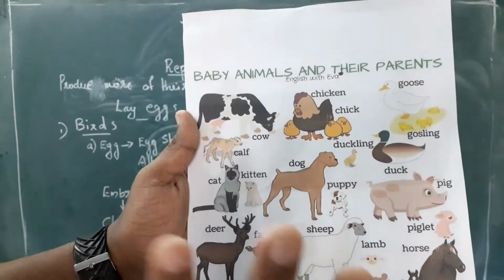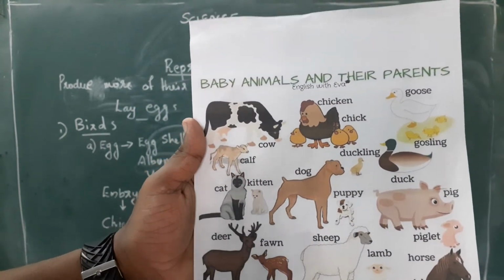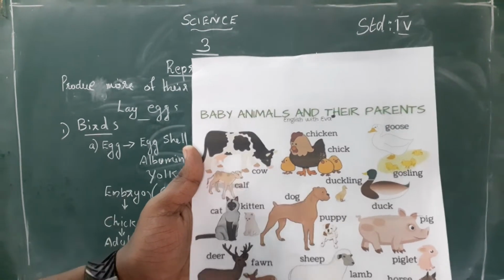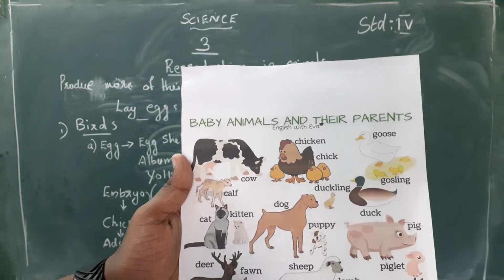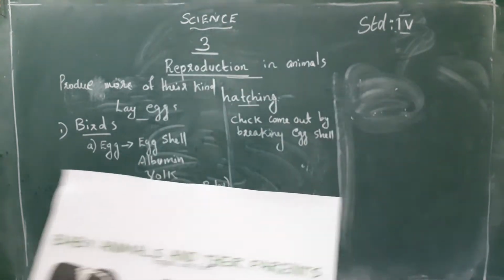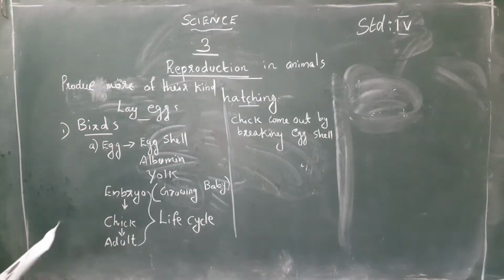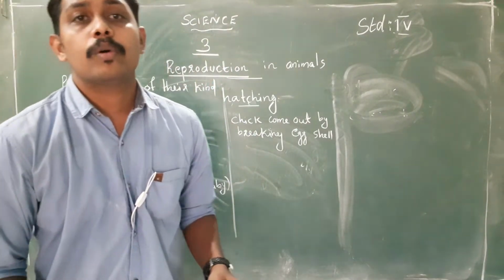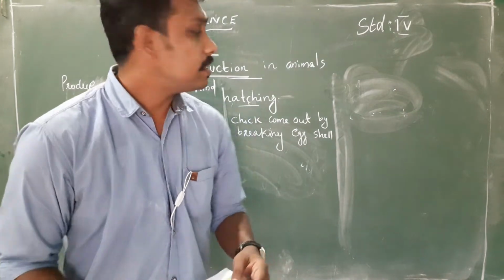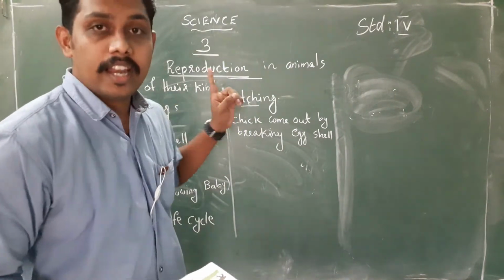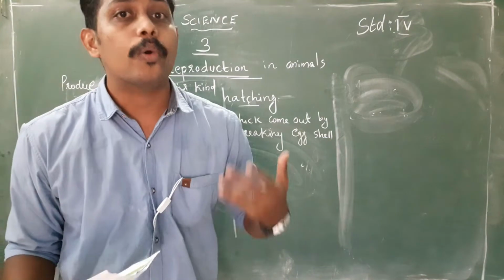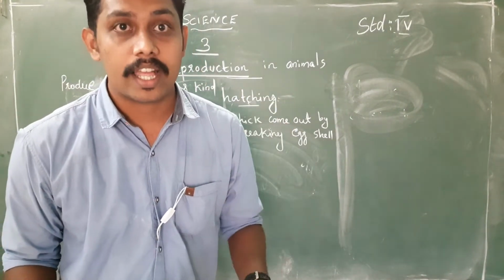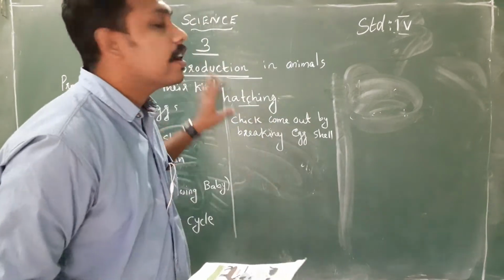Every animal has the ability to produce its young ones, isn't it? So today we are discussing this. What is this ability? Every living being produces its own kind. That process is called reproduction.